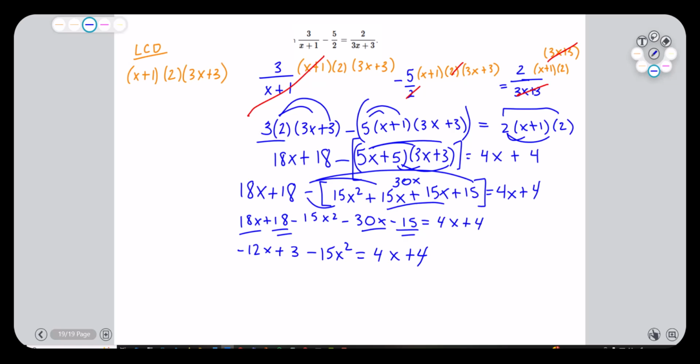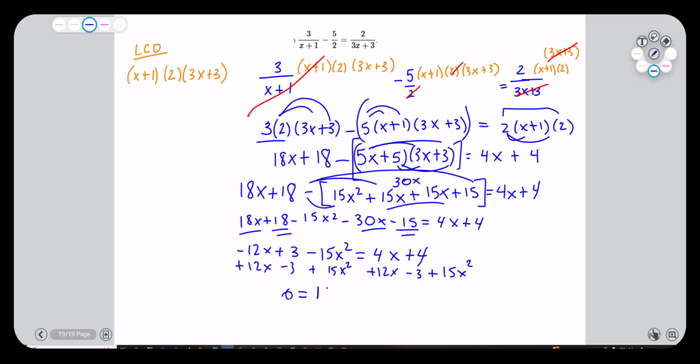Now, I see I have a quadratic, but it's negative, and I know I might be able to factor, or I might use the quadratic formula. I like to move it to the other side so it's positive. So on this side, I'm going to add 12x, subtract 3, and add 15x squared to this side over here. So plus 12x minus 3 plus 15x squared, just to give it that quadratic look.